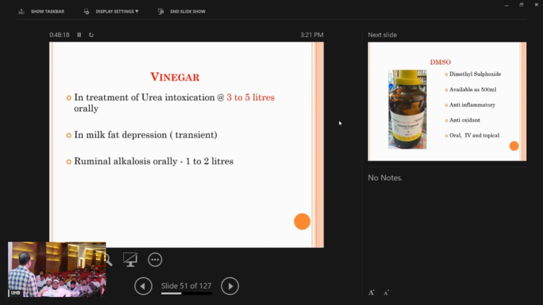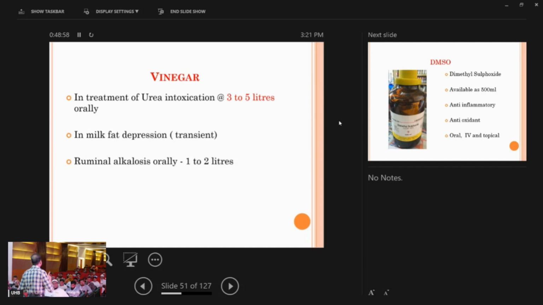When the animal drinks urea-contaminated water, the urea goes into the rumen and develops into ammonia. What will happen? The animal will develop severe bloat, tympany, salivation, and respiratory distress, and it can look like rabies. Rabies has slow progressive signs, but here the onset is sudden. So you have to think of urea intoxication.